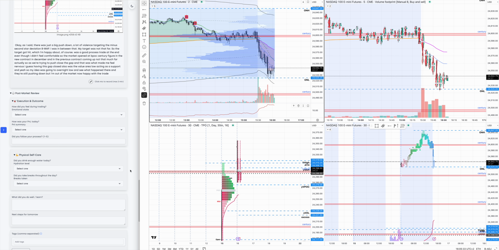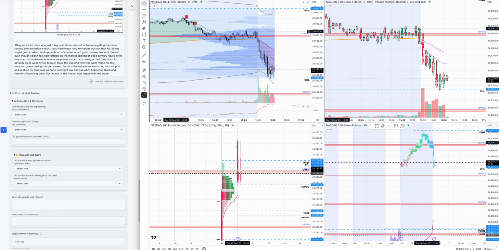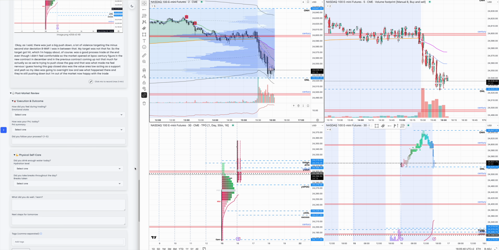Just the micros, by the way. I trade them micro, MNQ. I chart the NQ, but I trade a micro.